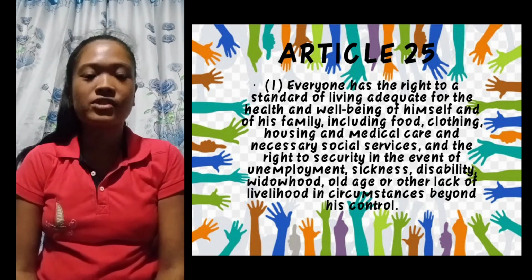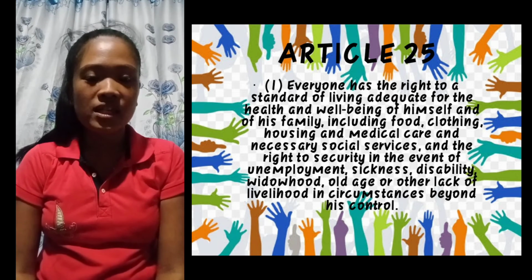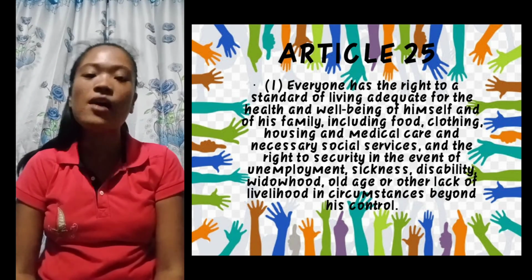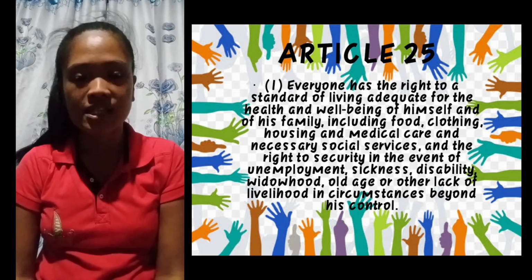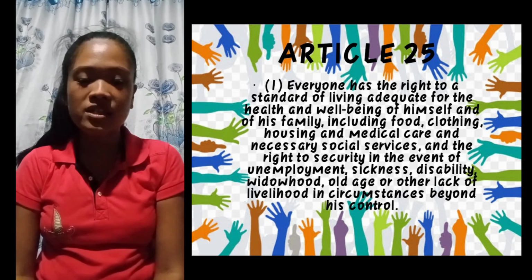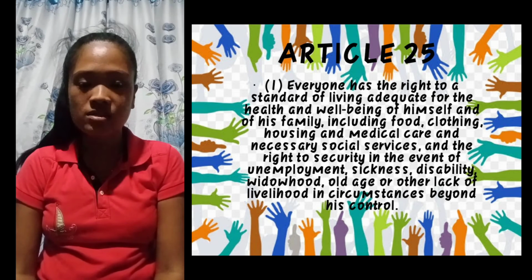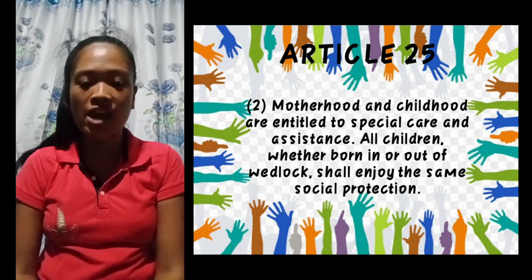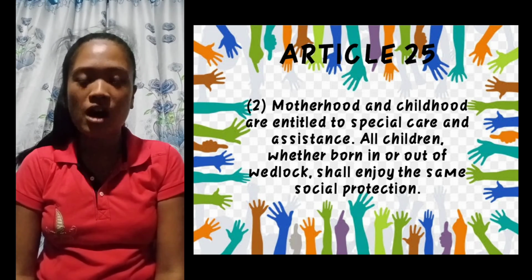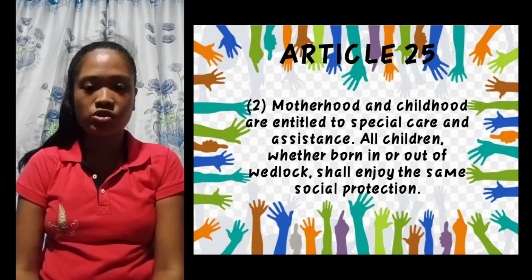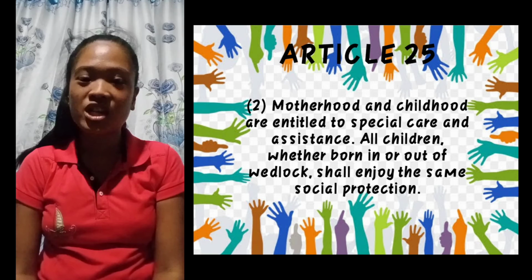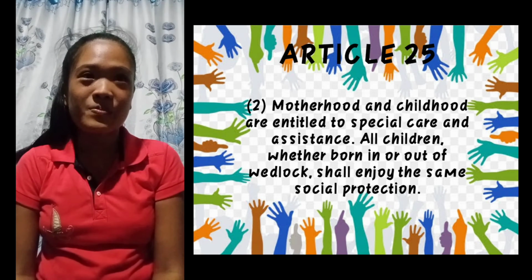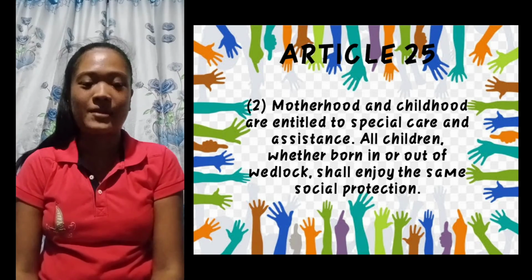Okay. Next is Article 25. In this article, everyone has the right to a standard of living adequate for the health and well-being of himself and of his family, including food, clothing, housing, and medical care and necessary social services. And the right to security in the event of unemployment, sickness, disability, widowhood, old age, or other lack of livelihood in circumstances beyond his control. Motherhood and childhood are entitled to special care and assistance. All children, whether born in or out of wedlock, shall enjoy the same social protection. So, for example, if you are part of an indigent family, you can receive government programs like Pantawid, and for single parents there is also a government budget.